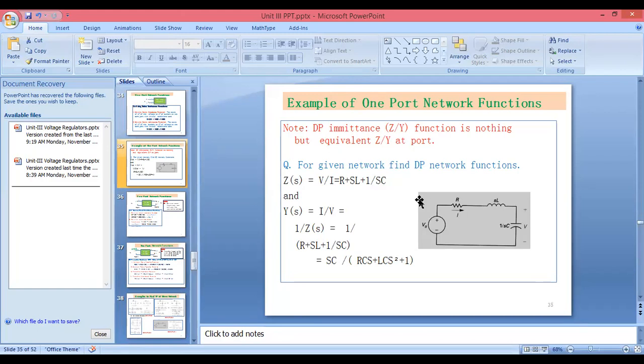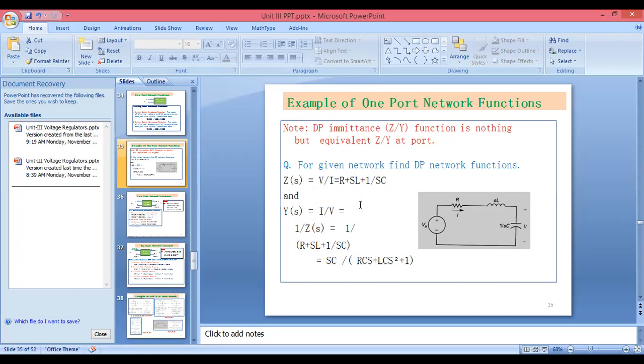So if we are having one network and there is a question like, for a given network, find the driving point network function. It means what? Driving point network function मतलब हमें क्या क्या कैलकुलेट करना है? We are supposed to calculate DPZ, DPY. So DP is nothing but driving point. So if we are calculating Z, का फॉर्मूला क्या है?